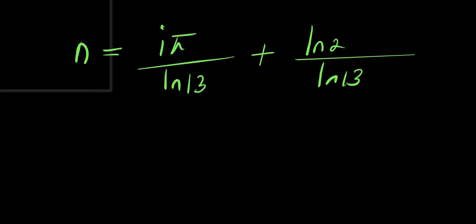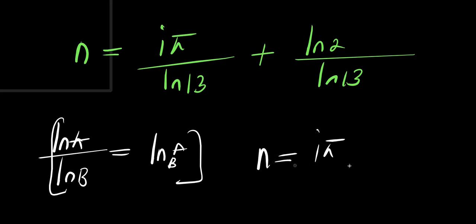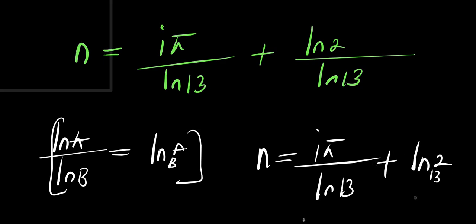And now remember, if you have natural log of a divided by natural log of b, this equals natural log of a to the base of b. So applying that here, we have n equals i times pi divided by natural log of 13 plus natural log of 2 to the base of 13. So that's one way of solving it.